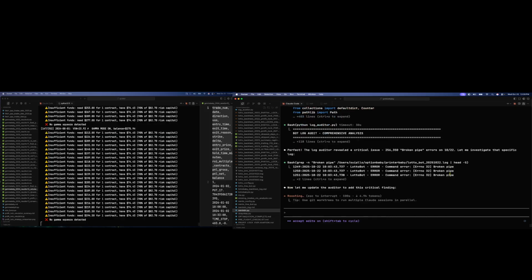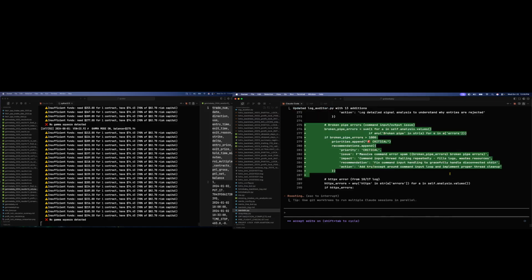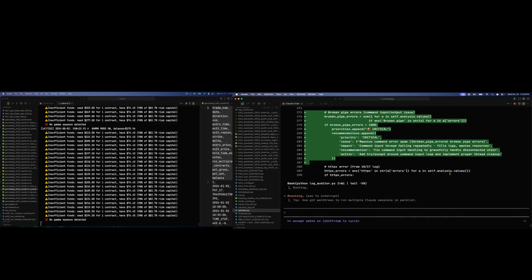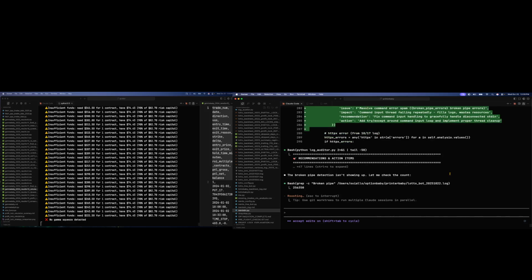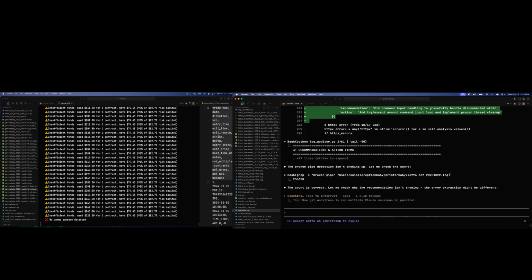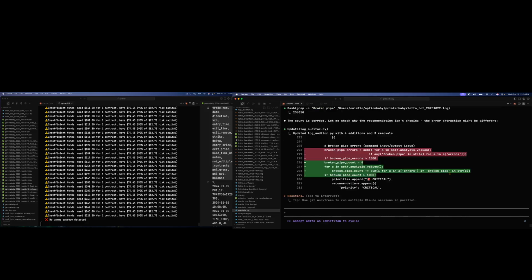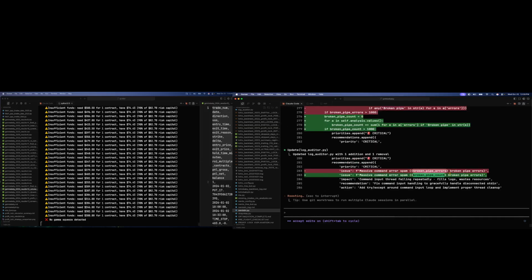Let me update the auditor to add these critical findings. Okay, so I'm just waiting for the auditor to finish. Once it finishes, we're going to review it and see what we can change or update on our SPY bot or algorithm. The count is correct. Let me check the recommendation. Is it showing the error?